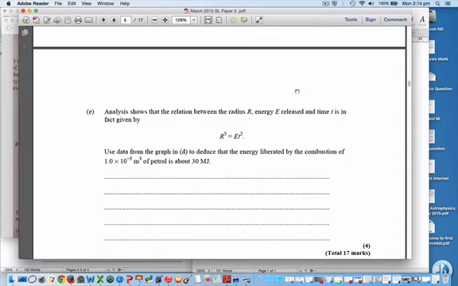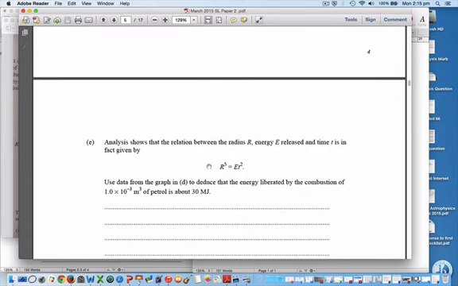Okay, so here's the last part of the question, part E, where it says analysis shows that the relation between the radius r, energy E released, and time t is in fact given by r to the power of 5 equals E t squared. Use data from the graph in D to deduce that the energy liberated by the combustion of 1 times 10 to the minus 3 meters cubed of petrol is about 30 megajoules. And as I was saying, the suggested technique in the sample answers I personally don't think is a valid one.